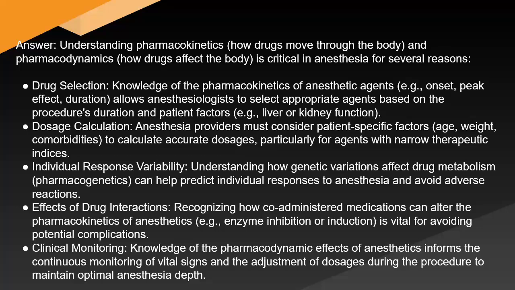liver or kidney function. Dosage calculation. Anesthesia providers must consider patient-specific factors, age, weight, comorbidities, to calculate accurate dosages, particularly for agents with narrow therapeutic indices. Individual response variability. Understanding how genetic variations affect drug metabolism, pharmacogenetics, can help predict individual responses to anesthesia and avoid adverse reactions.